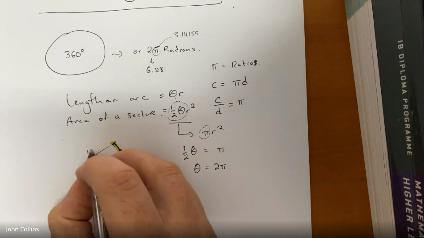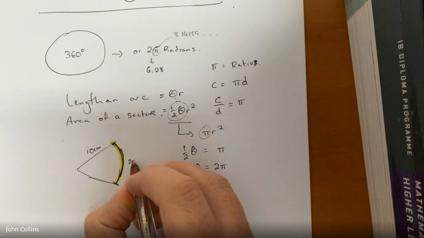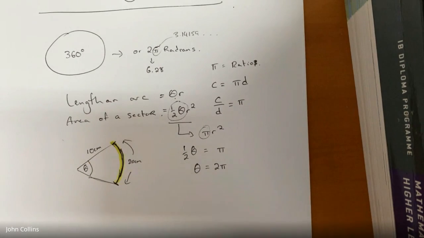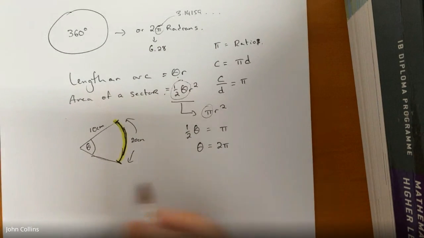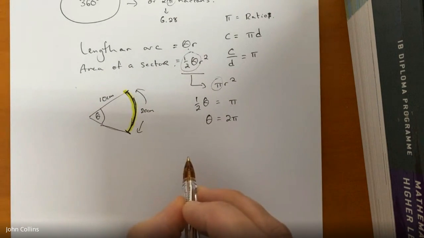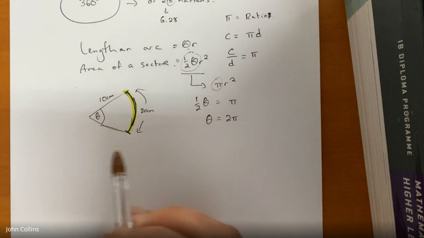So let's say we have 10 centimeters in length here, and the arc length is 20 centimeters. Let's say that's our problem, and we want to find theta. Could you find theta? What would be my step here? We plug in 10 for the radius into which formula? We've got length of an arc and area of a sector. So you're using length of an arc?